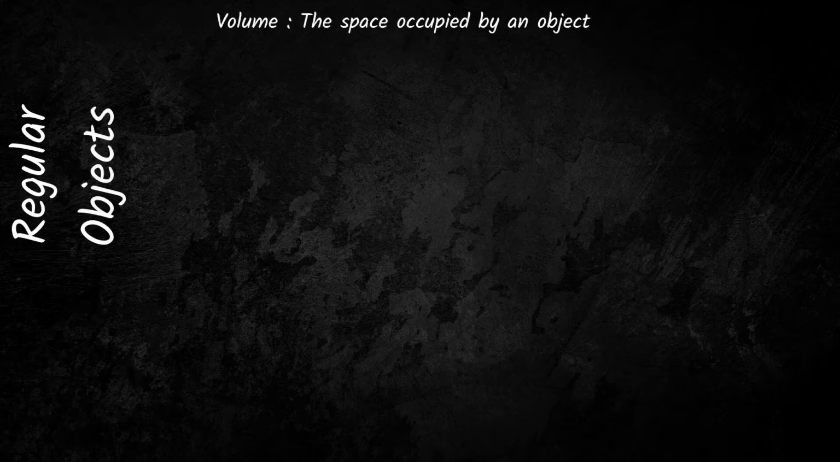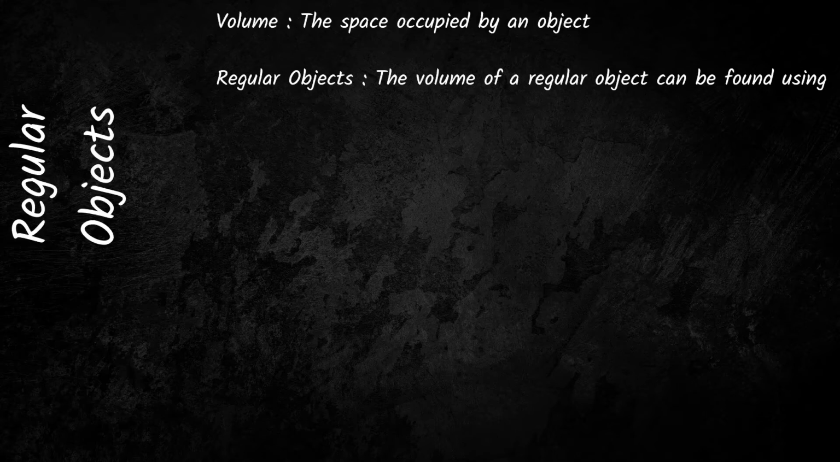So let's talk about volume first. Volume of an object is the space occupied by an object. As far as an object is concerned, there are two types of objects in physics. Number one, there are regular objects. The volume of a regular object can be found using fixed formulas.